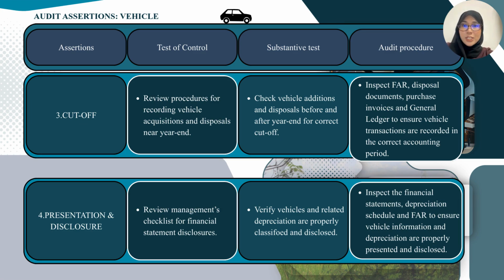Next one is presentation and disclosure. Auditor will review management checklist for financial statement disclosure. Auditor will verify the vehicle and related depreciation are properly classified and disclosed. The next one is inspect the financial statement, depreciation schedule and FAR to ensure vehicle information and depreciation are properly presented and disclosed. For example, the company presents motor vehicle under property, plant and equipment. This is called PPE, and discloses the depreciation method in the financial statement.